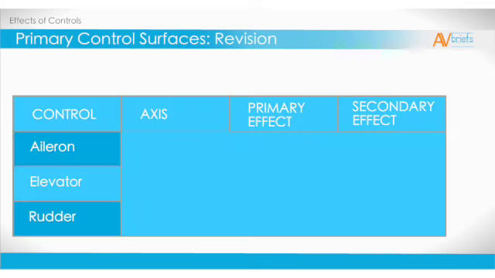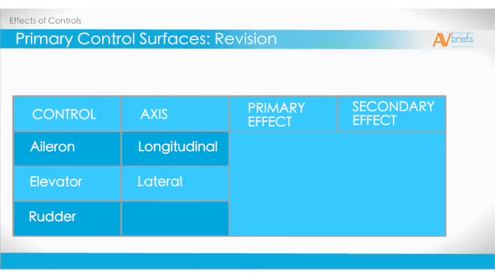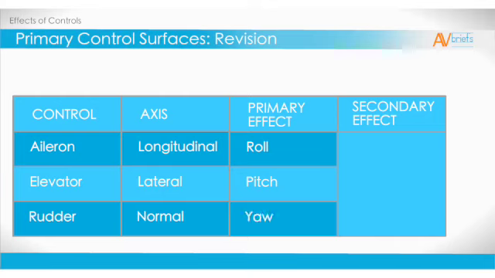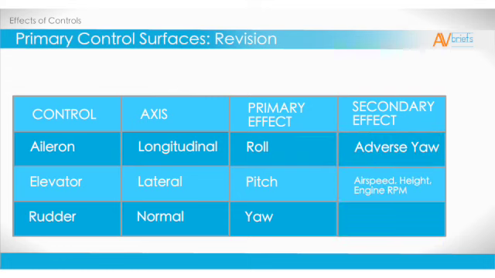There are three primary controls: the ailerons, elevator, and the rudder. The ailerons roll the aircraft around the longitudinal axis. The elevator pitches around the lateral axis. The rudder yaws around the normal axis. So the primary effects again are roll for the aileron, pitch for the elevator, and yaw for the rudder. The secondary effect for aileron is adverse yaw. The secondary effect for the elevator is airspeed, height, and engine RPM. The secondary effect for rudder is roll.